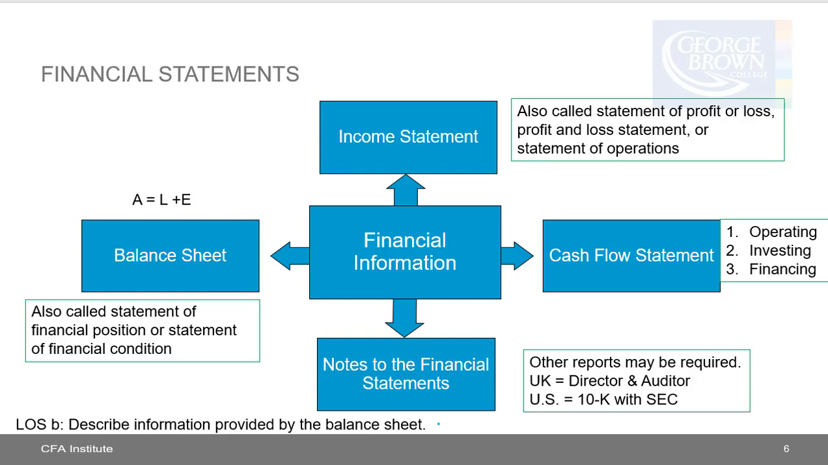Learning outcome statement B is describe information provided by the balance sheet. But before we do that, we're just going to give a bigger overview with regards to financial information. So a company is required to keep accounting records and to produce a number of financial reports, which include the following. The first is the balance sheet, and that's what we're going to be looking at over the next few slides. A couple of things to note: first of all, the balance sheet can also be called the statement of financial position or statement of financial condition.